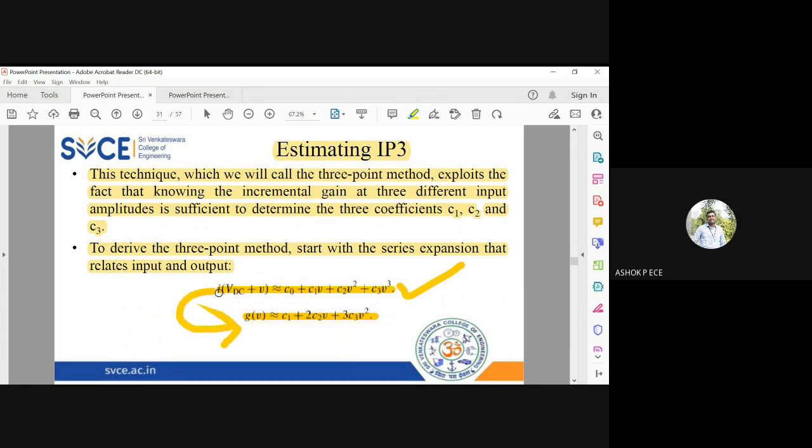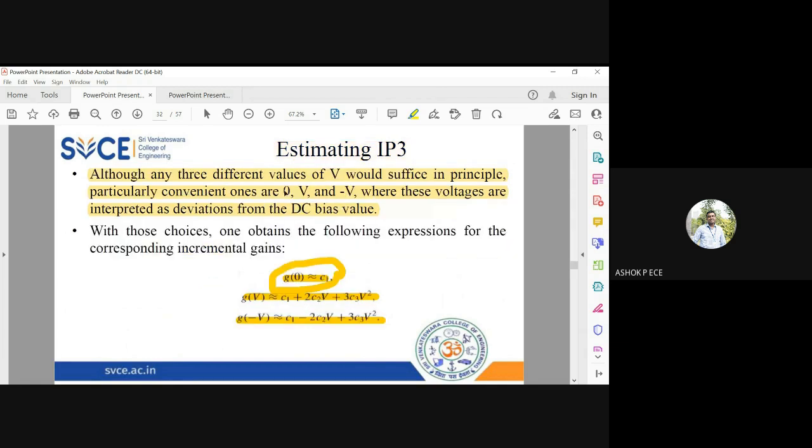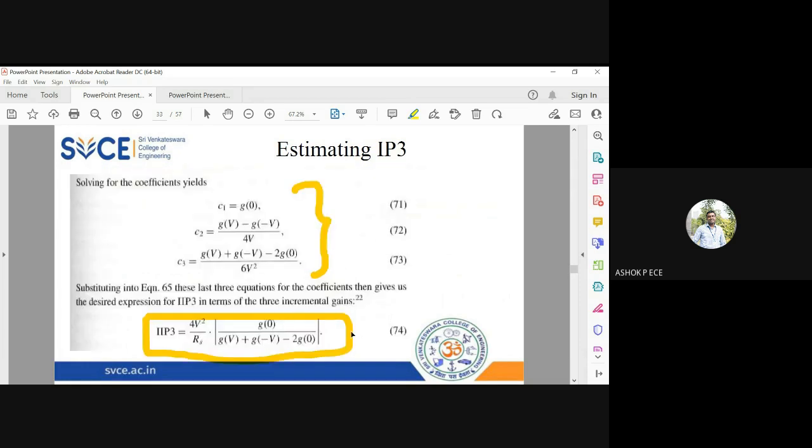Because I cannot directly measure this value, I cannot directly measure from only one equation. I need to have another mapping where I will superimpose this function I on G. And I am substituting the three boundary conditions 0, V, and minus V. I'm going to use that as the boundary condition for finding out the coefficients C1, C2, C3. So once knowing C1 and C3, I can find IP3 using the formula we have derived. This is one accurate method of estimating IP3 by hand. Having the coefficients C1 and C3, I can find IP3 using this formula.